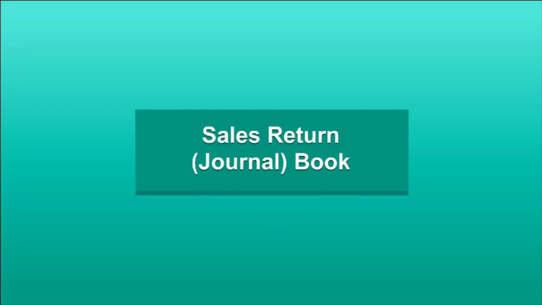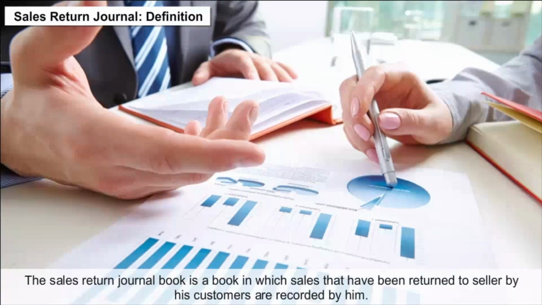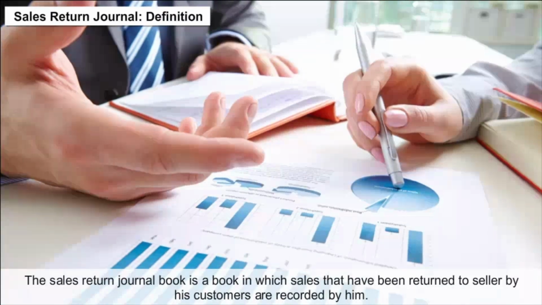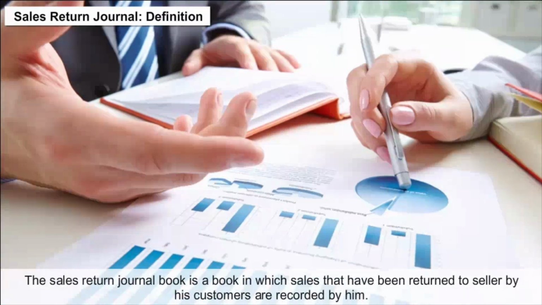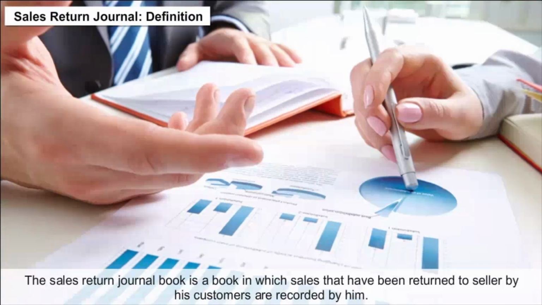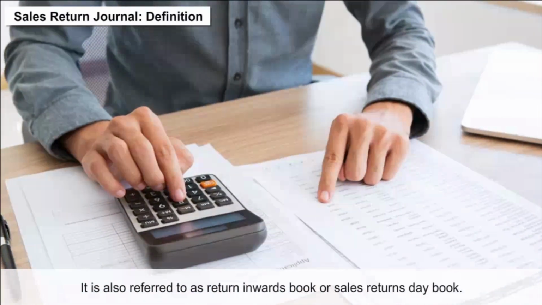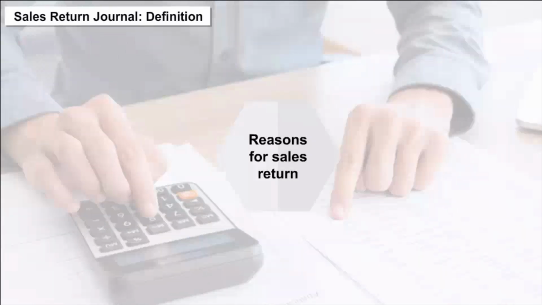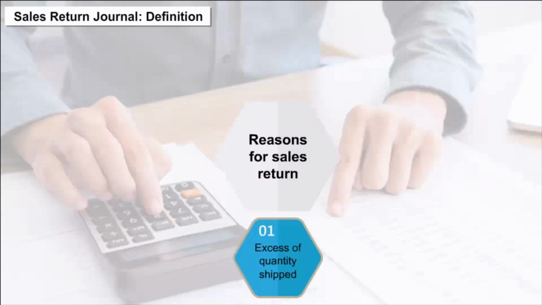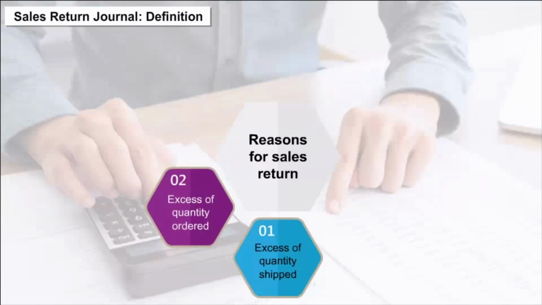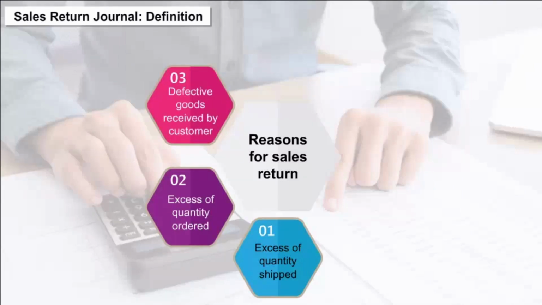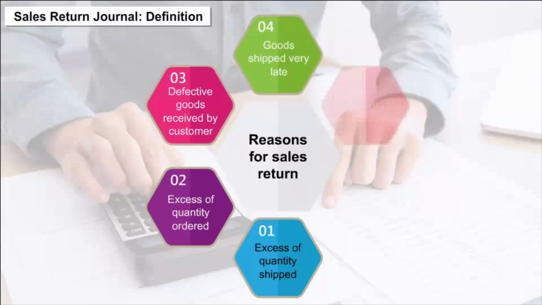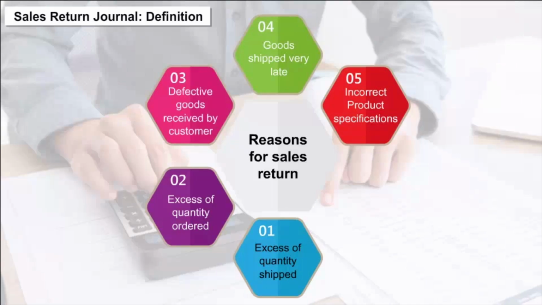Sales return journal book. The sales return journal book is a book in which all sales that have been returned to the seller by his customers are recorded by him. The book is also referred to as the return inwards book or sales returns day book. A sales return is merchandise sent back by a buyer to the seller due to one of the following reasons: excess of quantity shipped, excess of quantity ordered, defective goods received by the customer, goods shipped very late, incorrect product specifications, or wrong items shipped.